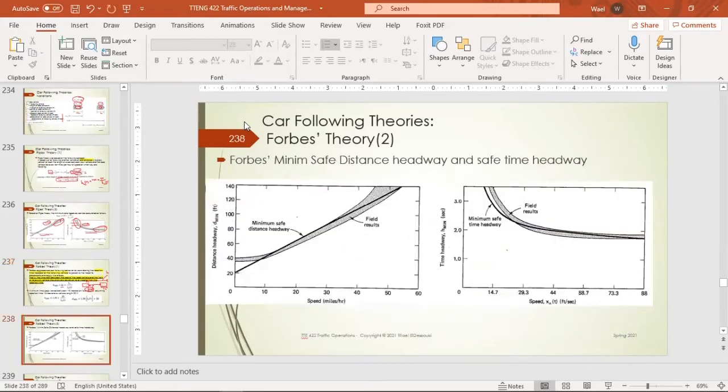If we compare it with the field results, the same data set that Pipes had, you can see that Forbes kind of improved at high speed, but still there is some great discrepancy here at low speeds.